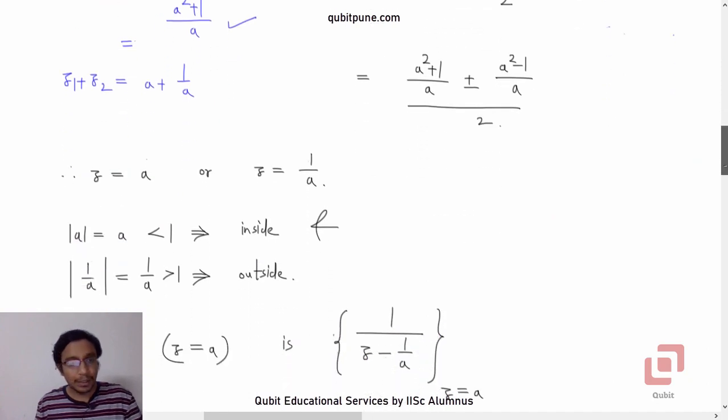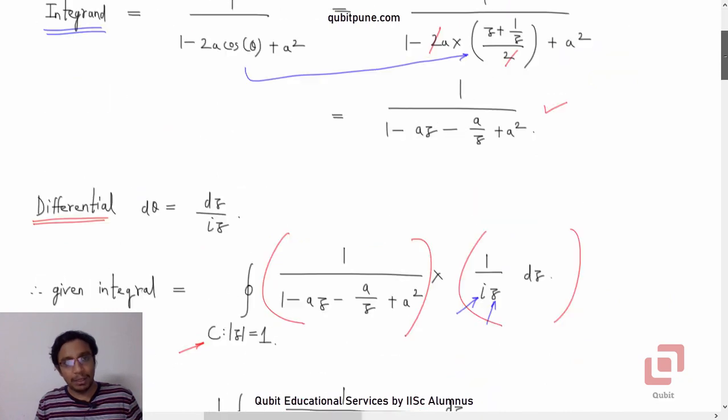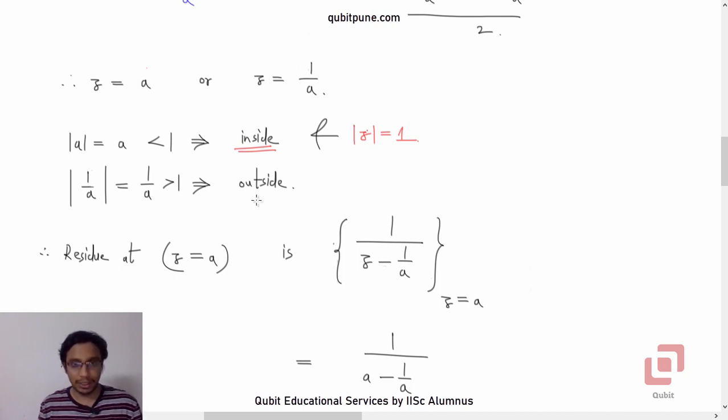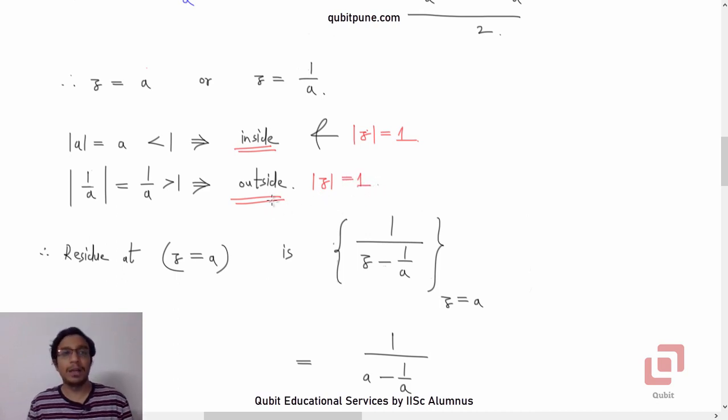Now let us determine the relative location. Note that a is less than 1 but positive. So the absolute value of a will be less than 1, so this has to be inside C. And 1 upon a will obviously then be a real number greater than 1, so this will lie outside. So by the residue theorem we are required to evaluate the residue at z equal to a, because that is the only singularity which lies inside.